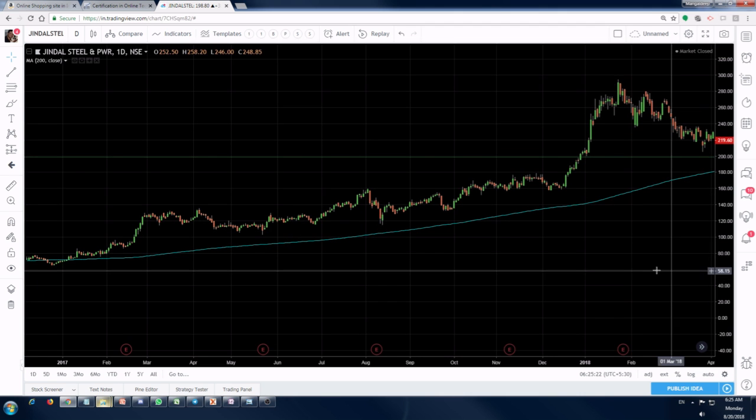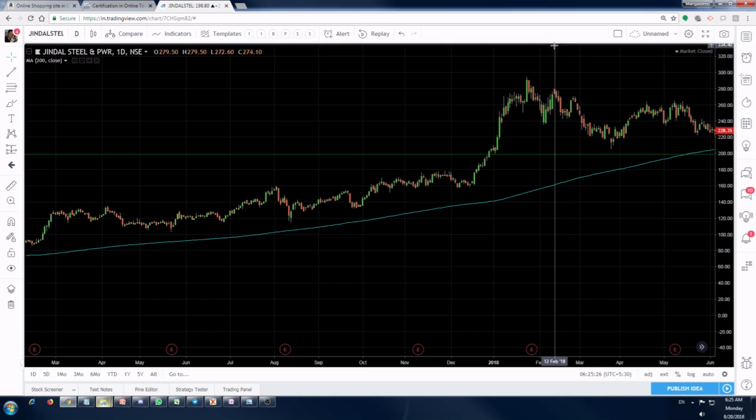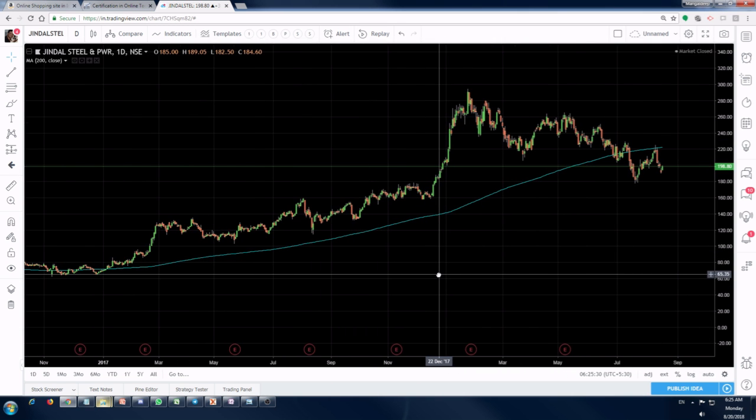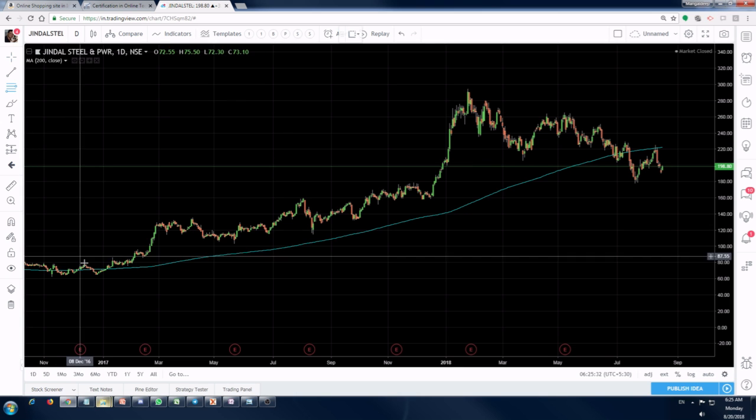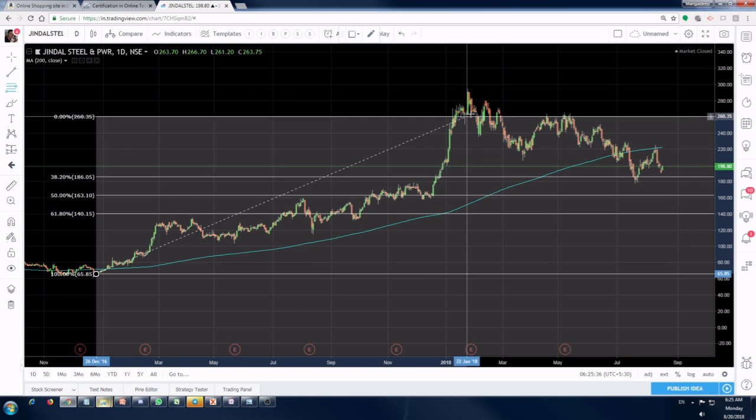Now let's come to a point where it started the downtrend. I have to make it a bit smaller. Let me draw the Fibonacci level and then I will make it bigger. So this is the point.